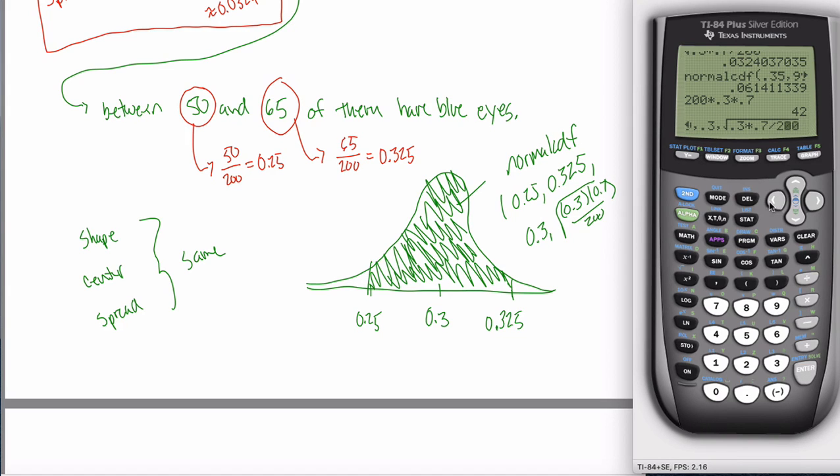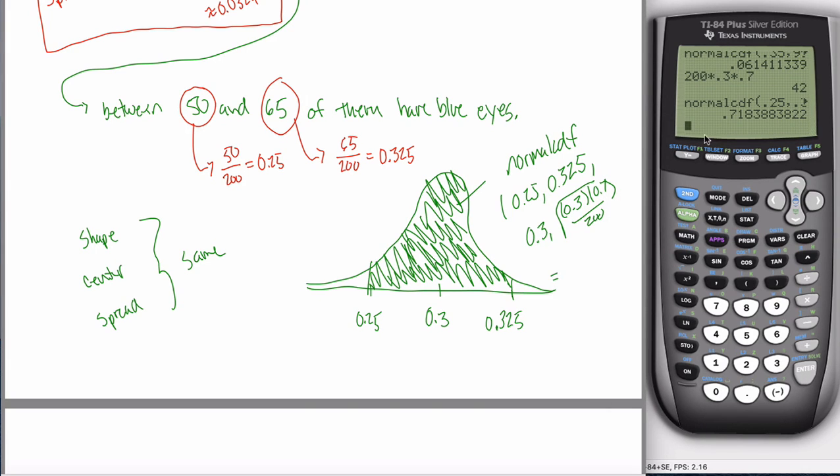Here we go. This is the normal CDF one. That's still my spread. That's still my center. My lower bound is now 0.25. And my upper bound is 0.325. So I got normal CDF. Lower bound 0.25, upper bound 0.325, center 0.3. Spread this mess. Hit enter. It'll spit out this area, which is 71.84%. If I ask you to format your answer as a percentage rounded to 2 decimal places, that's what you get.